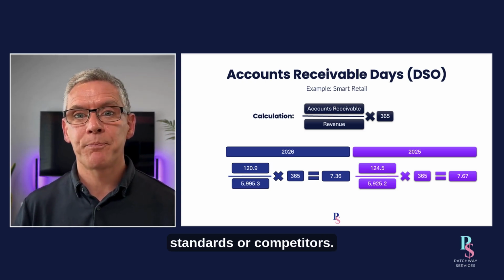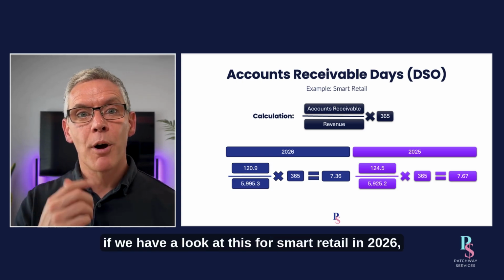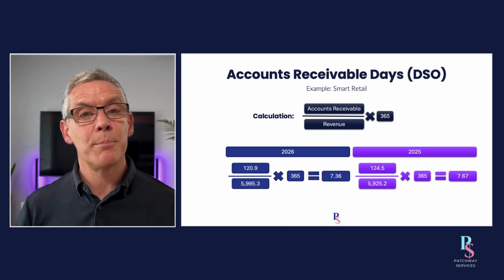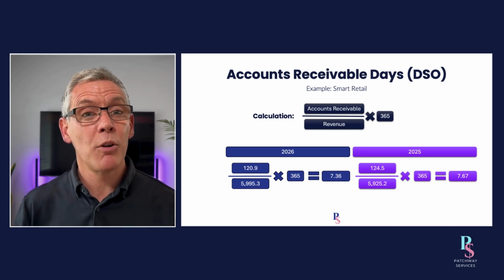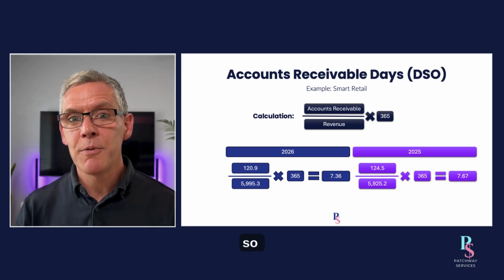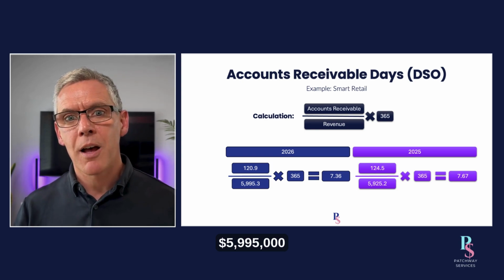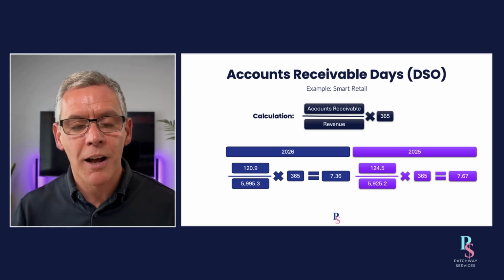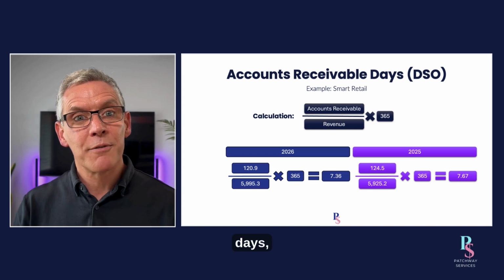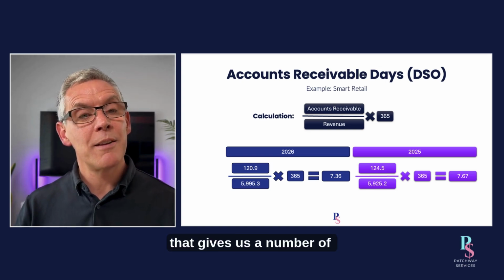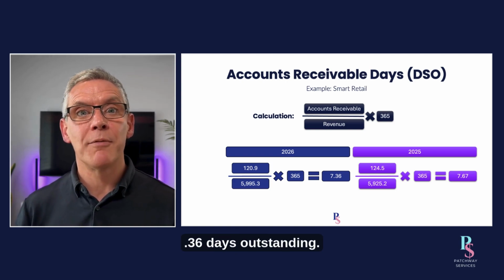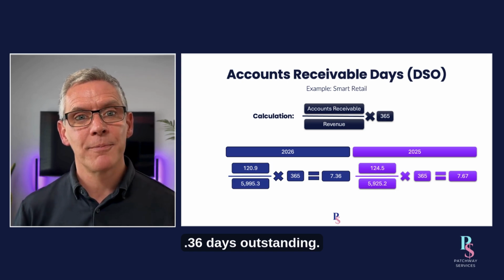or industry standards or competitors. Now, if we have a look at this for Smart Retail in 2026, they had accounts receivable of $120.9 thousand. Now, if we divide that by their net revenue, so $5,995,995, and then multiply that by 365 days, that gives us a number of 7.36. Now, what that means is we've got about 7.36 days outstanding.